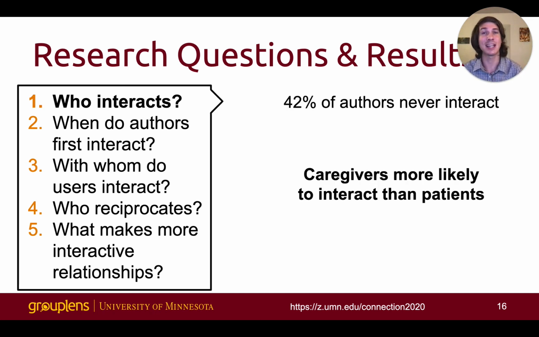Among all authors, caregivers are more likely than patients to interact with others in the first place. But this pattern depends on others' interaction behavior as well. While receiving an interaction makes both patients and caregivers more likely to interact with others themselves, interestingly, patients get a much bigger bump, becoming more likely to interact than caregivers after receiving an interaction.